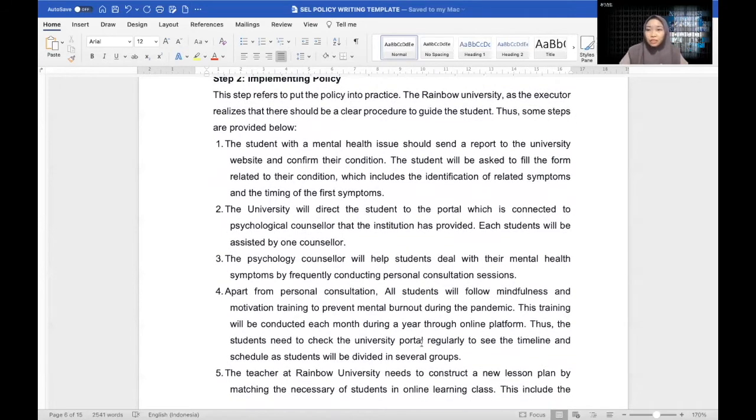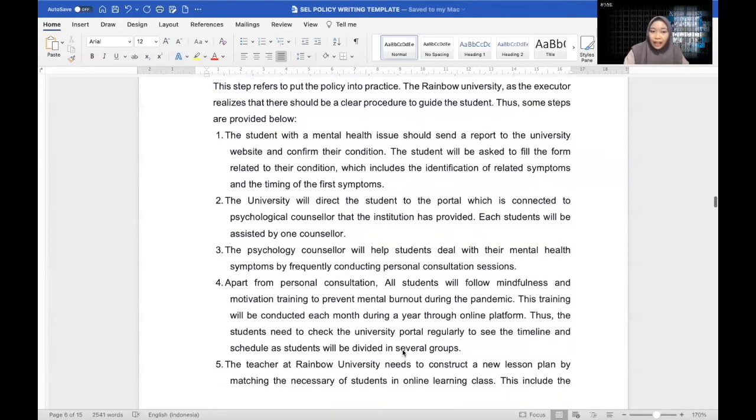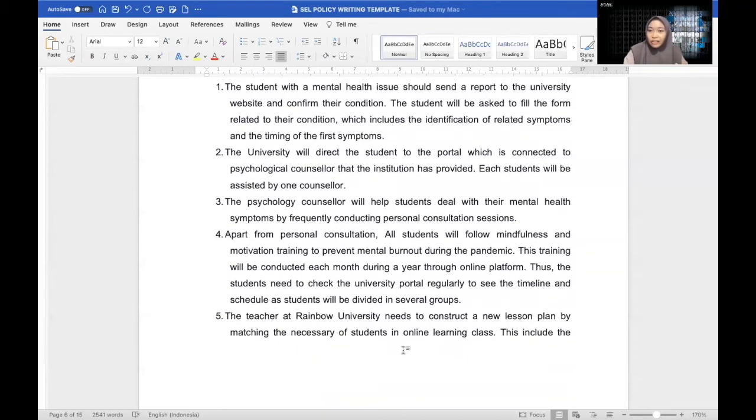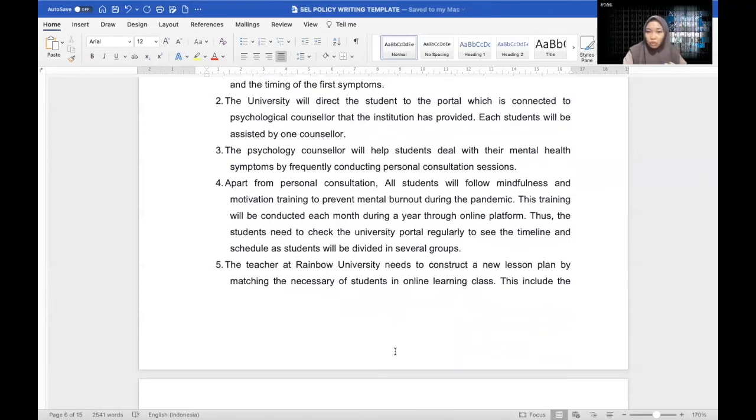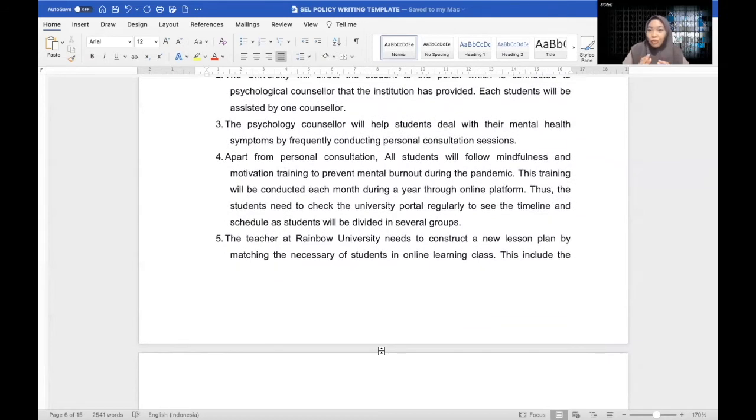For example, students with mental health issues should report themselves to the university and confirm their conditions, and the university will then direct the students from the portal to connect with psychological counselors. So the mechanism is like that. And then after the students are connected with a psychologist, they will of course have personal consultations. Besides the personal consultations, all school members will follow mindfulness and motivation training to prevent burnout during the pandemic. This training will be conducted each month, so the students have to check the website regularly to see the schedule.